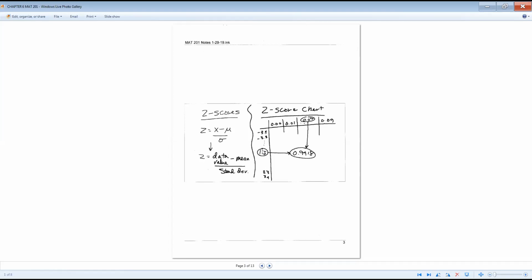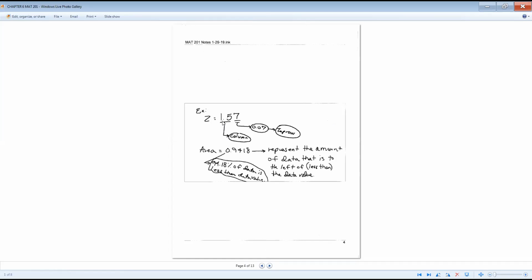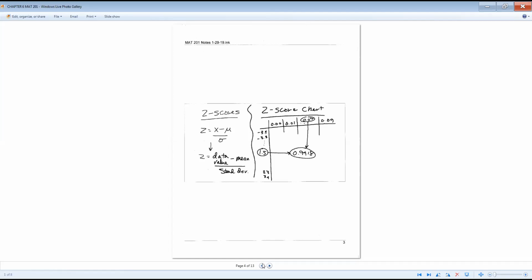So let's go back to the way the z-score chart is set up. It goes from -3.4 to +3.4 on the left column, and on the top, it goes from 0.00 to 0.09. So if my z-score is 1.57, I take the 1.5 and look for it on the left column, and I look for the 0.07 on the top row. Where they meet is the area that's to the left of the data value we're talking about.